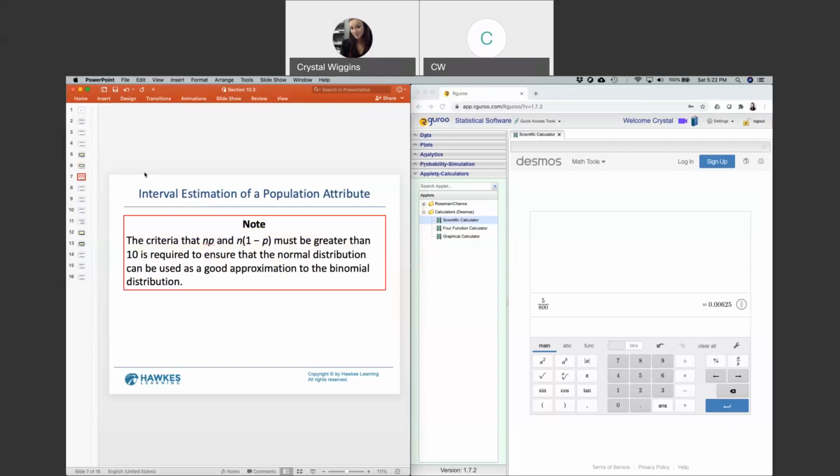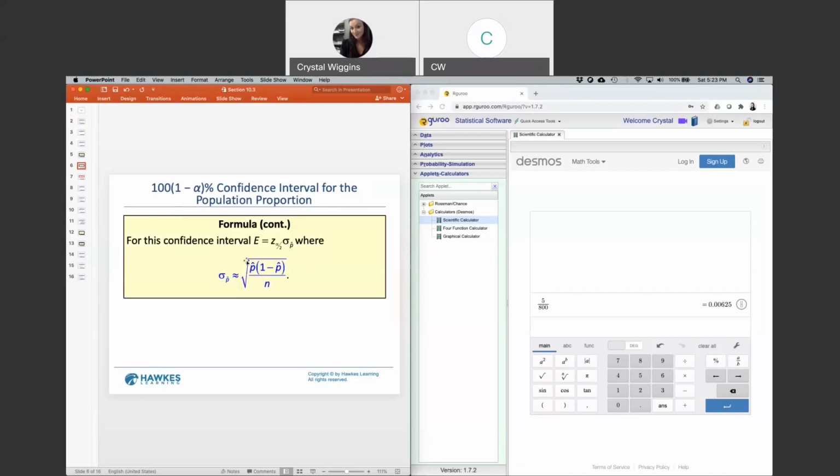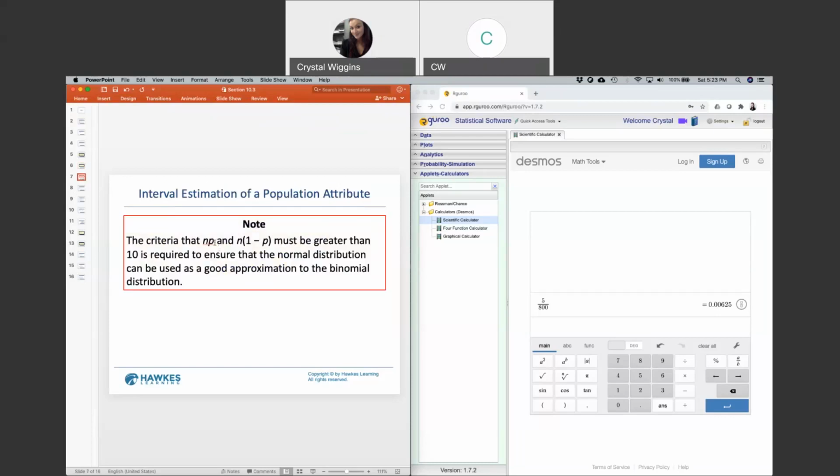Interval estimation of a population attribute. The criteria that np and n times 1 minus p must be greater than 10 is required to ensure that the normal distribution can be used as a good approximation to the binomial. Really all we need to know is that it's the criteria of the central limit theorem that allows us to use the standard error formula. Otherwise this is invalid. If the criteria of np and n(1 minus p) greater than or equal to 10, she says strictly greater than 10, whatever, that requirement is held in order to make everything work.